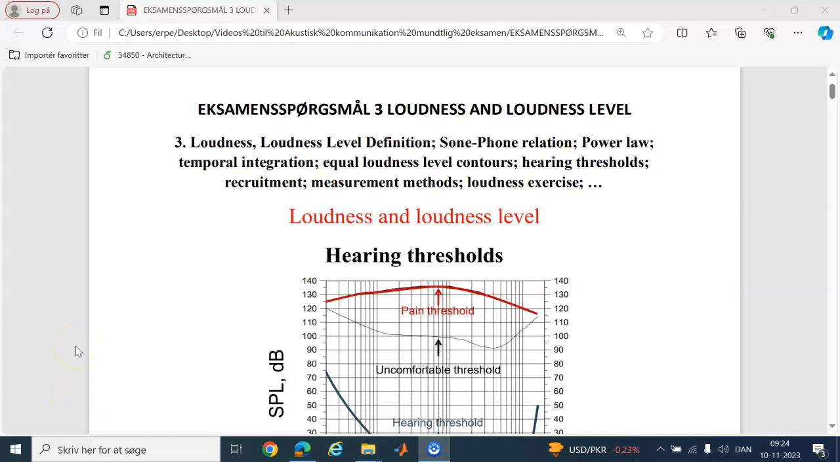Loudness and loudness level. I will talk about loudness level definition, sone phon relation, power law, temporal integration, equal loudness level contours, hearing thresholds, requirement, measurement methods, and maybe a loudness exercise.